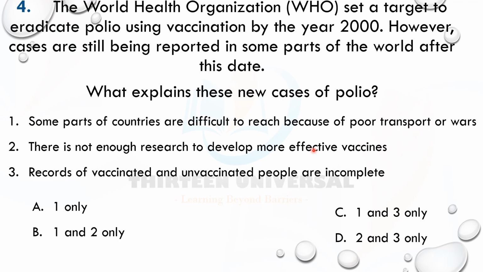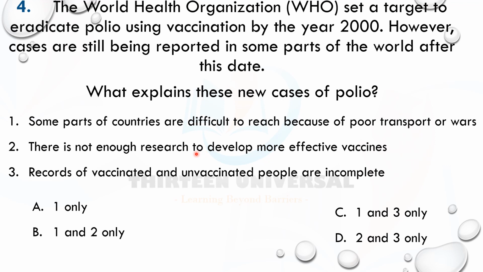The second one says there is not enough research to develop more effective vaccines. Well, I think there is enough research. Okay, the World Health Organization, they are working on it. Why haven't they eradicated it? Where is polio found? Polio is found mainly in less economically developed countries, countries that are poor. You don't hear of polio in more economically developed countries, like developed nations. So this may not be the case.